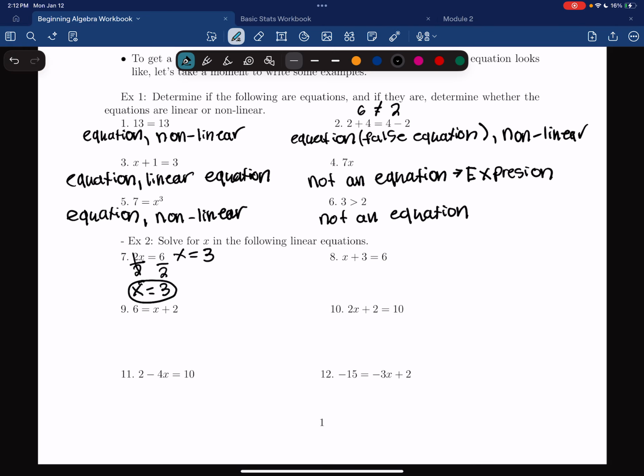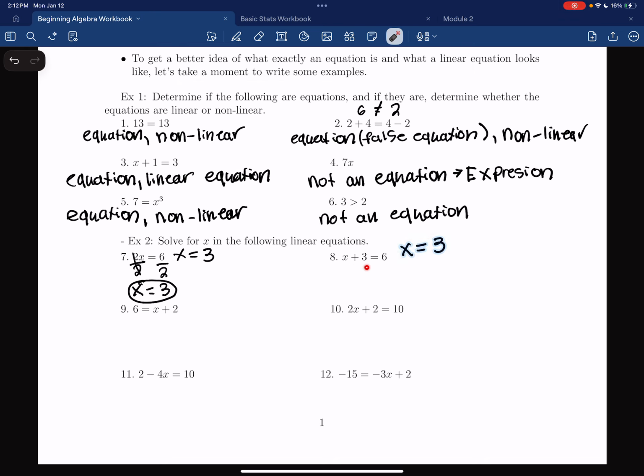Well, that answer is 3, just thinking about it logically. X has to equal 3 because when we add 3 to it, we get to 6. Now let's solve it algebraically. Algebraically, we have to do the opposite operation. And in this case, we have plus 3. So the opposite operation of addition is subtraction.